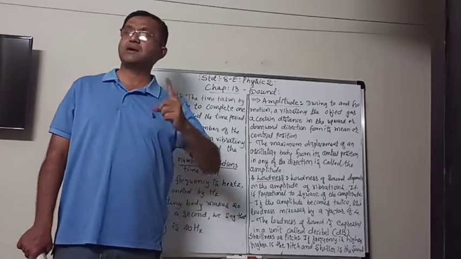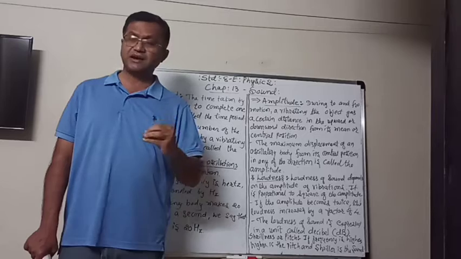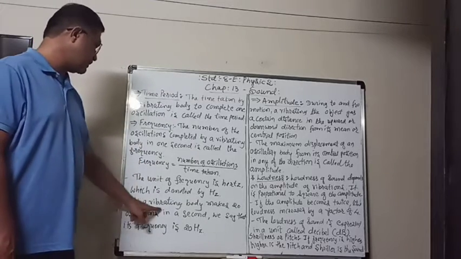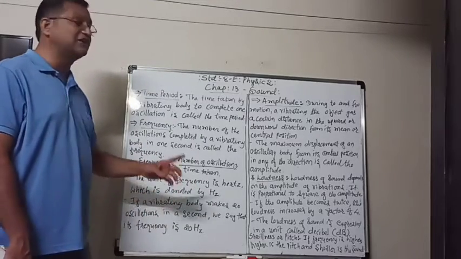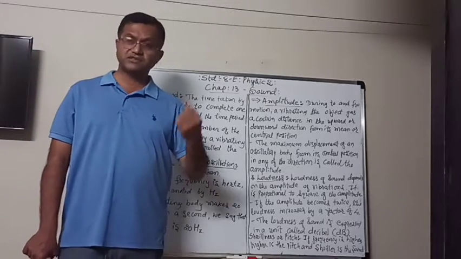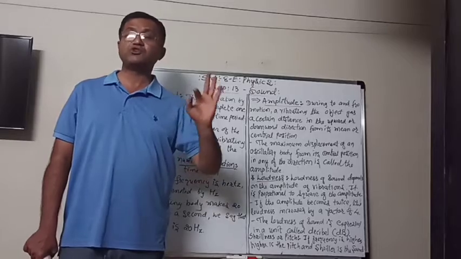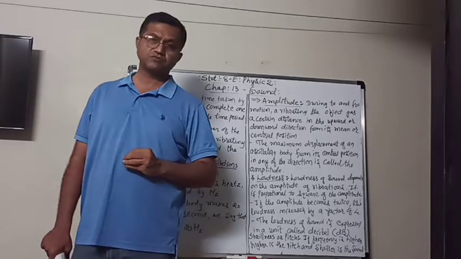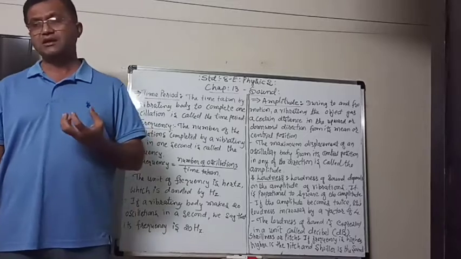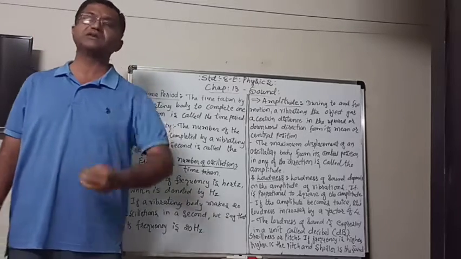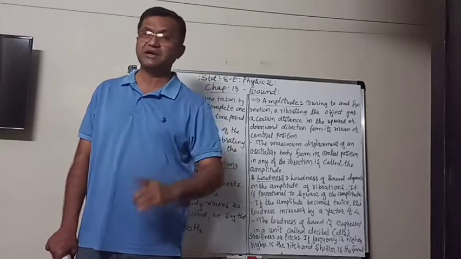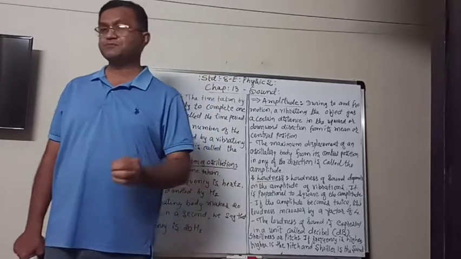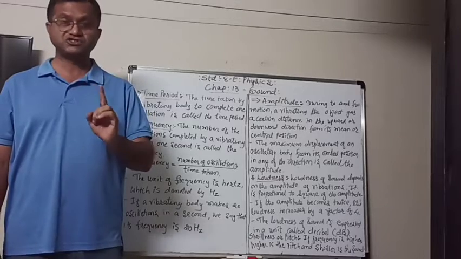We can understand this like in a second, if a vibrating body makes 20 oscillations in a second, then we can say that its frequency is 20 hertz, because in 1 second it is completing 20 oscillations. If it is completing 50 oscillations, then the frequency will be 50 hertz. So whatever the number of oscillations completed in 1 second, that number is known as the frequency, and it has the unit hertz, Hz.